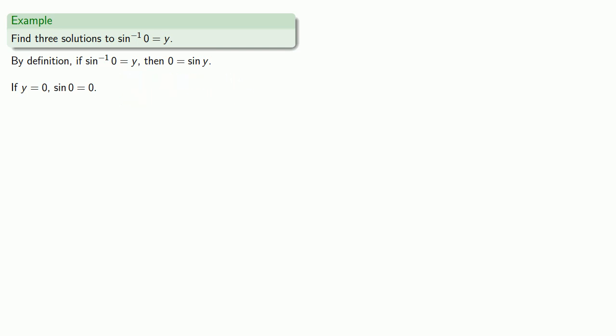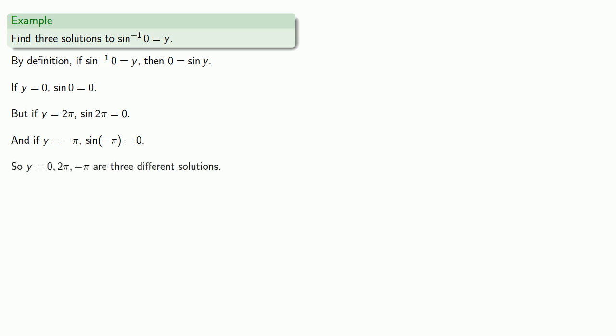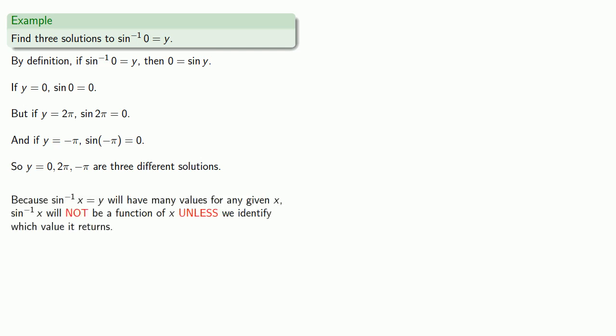We can find another solution. If y equals 2 pi, then sine of 2 pi is 0. And if y equals negative pi, sine of negative pi is also equal to 0. So y equals 0, 2 pi, and negative pi are 3 different solutions. And in fact, there are many more. And so because the inverse sine of x equals y will have many values of y for any given x, the inverse sine of x will not be a function of x unless we identify which of these many values it returns. We sometimes say we must choose a branch of the inverse relation.